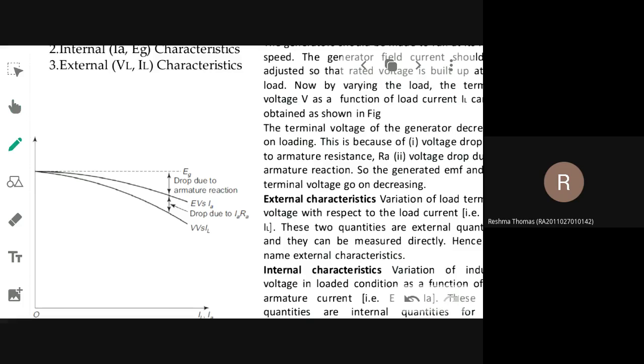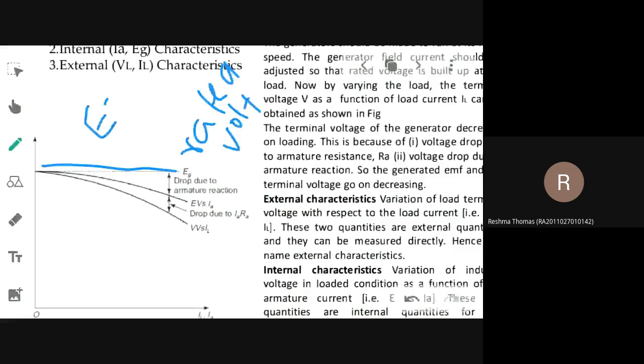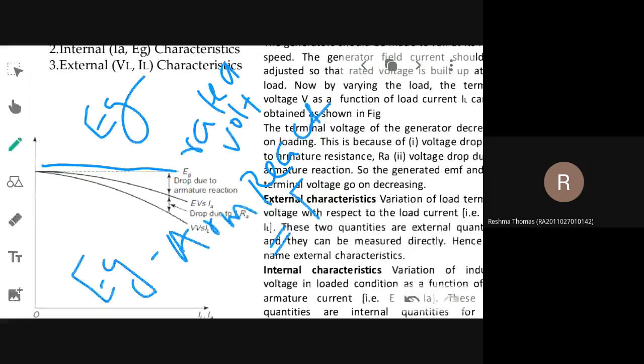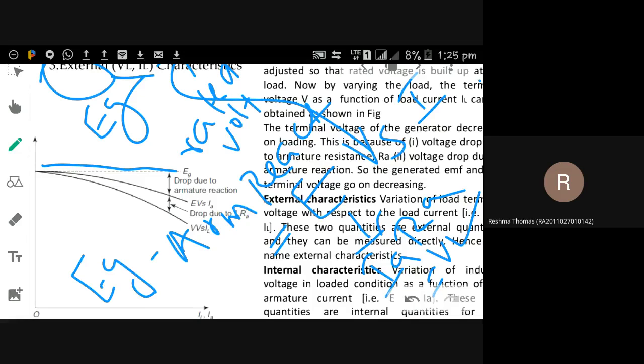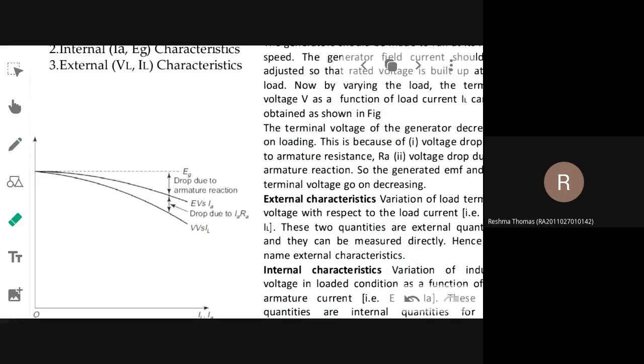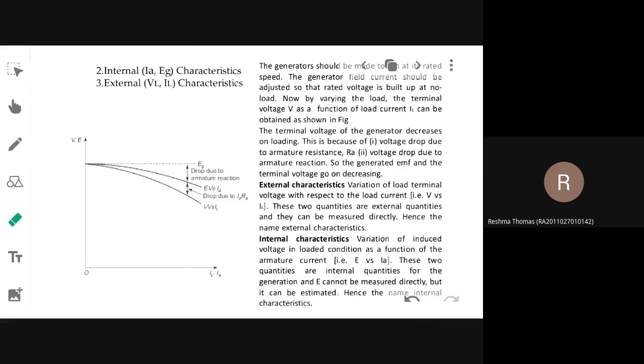Here, this straight line indicates the rated voltage, EG. From that, you subtract the armature reaction drop. The resultant will be E. If you draw E versus IA, that characteristic is called internal. And from E, if you subtract the IA RA drop, you will get VL. If you draw the VL versus IL curve, that is called external characteristics. That's all. Understood? What are internal and external characteristics? Both these characteristics will be drawn with load.